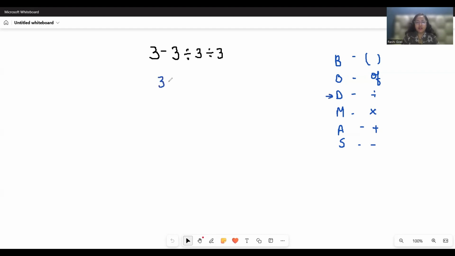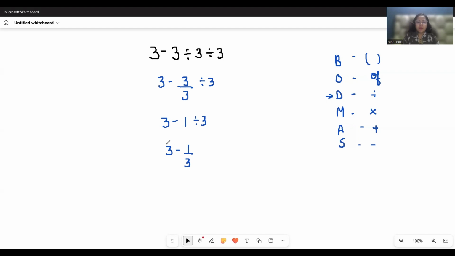So we can write 3 minus 3 divided by 3. 3 divided by 3 is 1. Again, we have two operations left, that is subtraction and division. So we will give priority to division. So we will write 1 divided by 3.